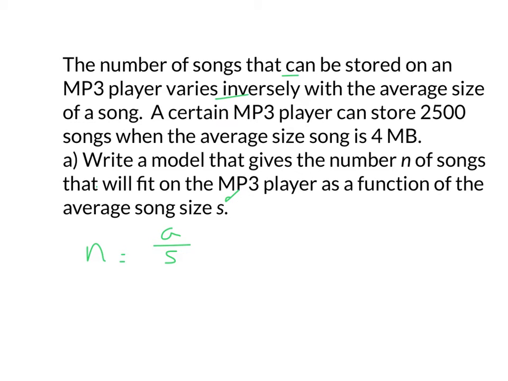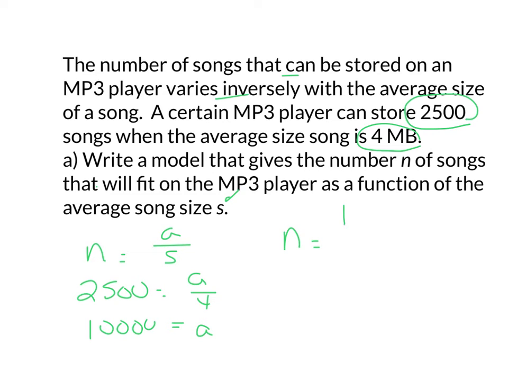They did give me an example here. One MP3 player can store 2,500 songs as long as the size is 4. So I'm going to say 2,500 and size is 4. If I multiply that, a is going to be 10,000, which is the constant. So 10,000 is the constant. I'm going to have this right here where it says write a model. My model is going to be n equals 10,000 divided by s.